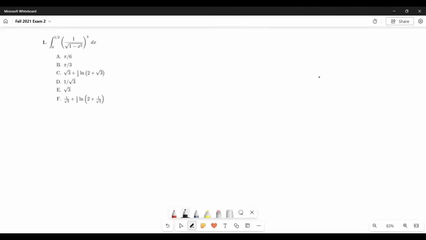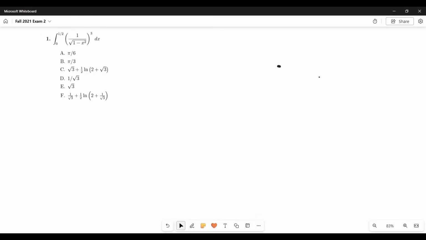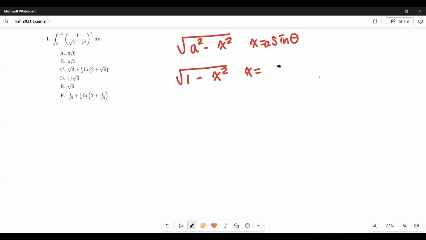Okay, so this question asks to find the integral from 0 to 1/2 of 1 over square root of 1 minus x squared to the third power dx. So this question has to integrate. In this case, if you look at it, it's the form of a squared minus x squared, meaning you have to do x equals a sine theta, which in this case our a squared is 1, meaning a will be 1. So x equals 1 sine theta.